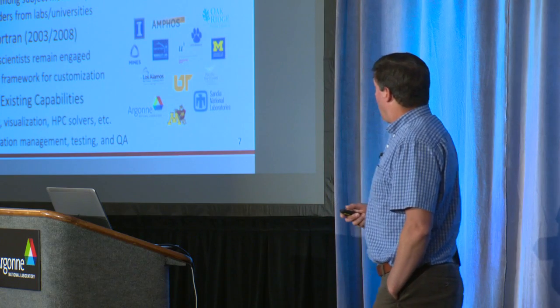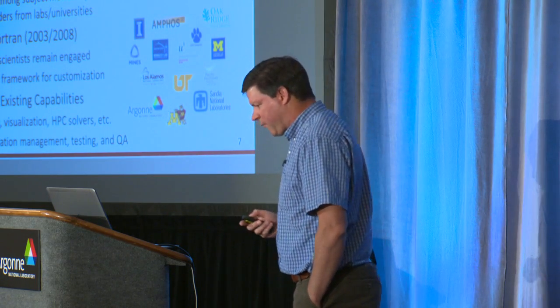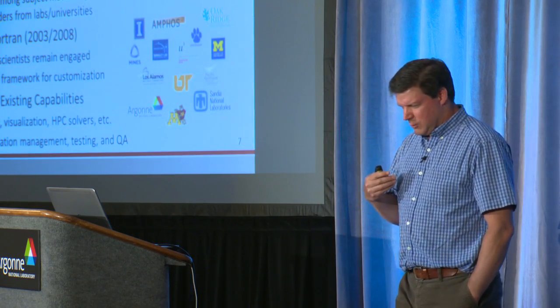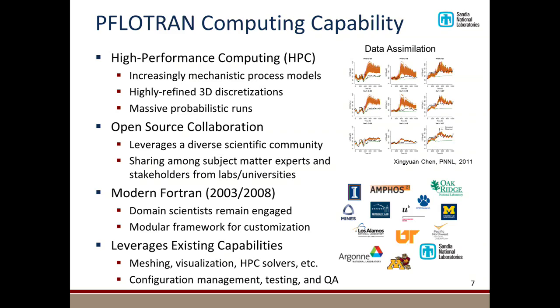Our motivation for high-performance computing, and I'm preaching to the choir here, is because it enables us to advance our science quite a bit. The reason I say that, this example up here in the right-hand corner is a data assimilation example. Xingyuan Chen out at PNNL will use ensemble Kalman filters. She'll iterate on this, and she will invert for uranium concentrations at the site.